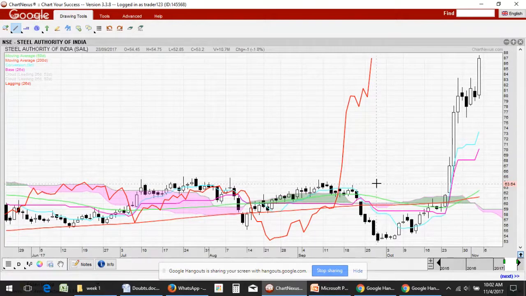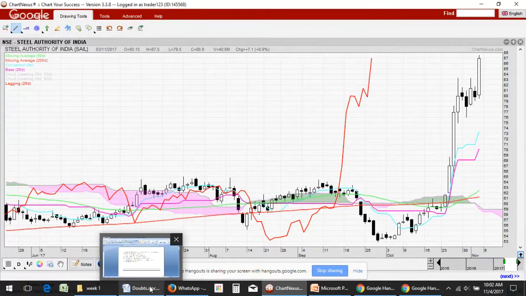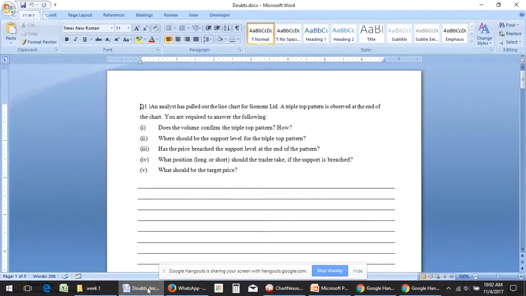Okay, so with that, I have a few questions from one of our students, and I'm going to pull them up here. Hopefully this will help everyone. The first question was a chart of Siemens. A triple top pattern is observed at the end of the chart, and these are the questions that needed to be answered, and the student had some confusion about it. This is from her coursework somewhere else, so hopefully answering these questions will help other people too. So I'm going to include them in here.